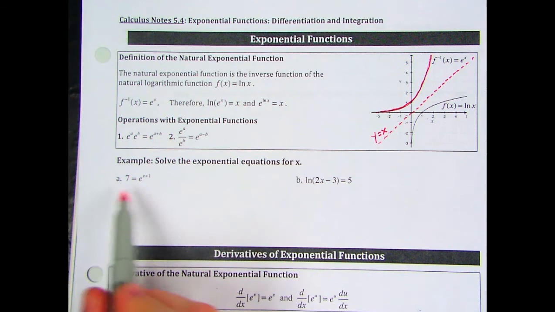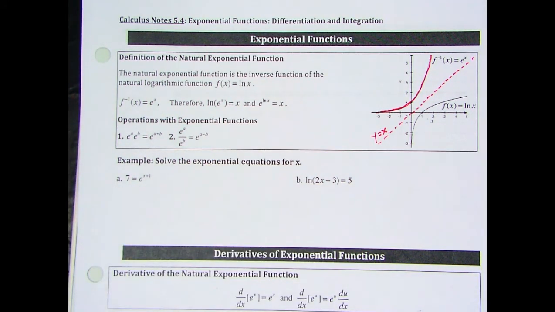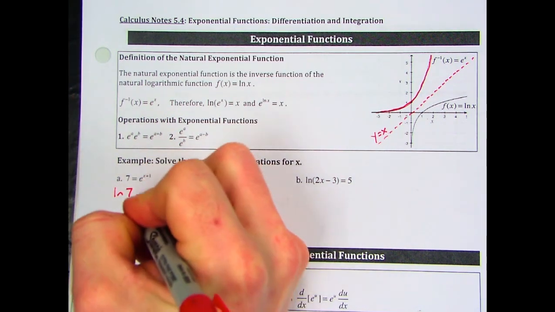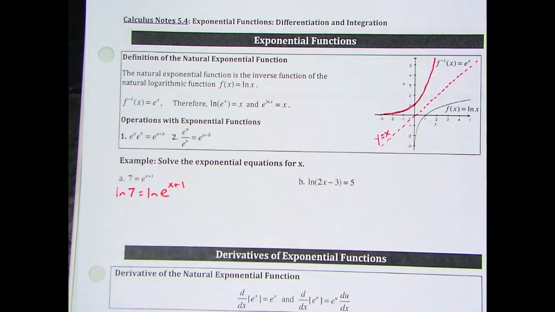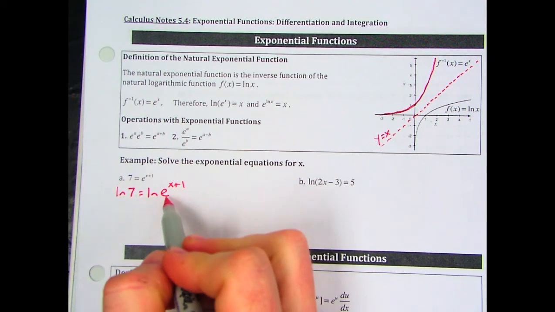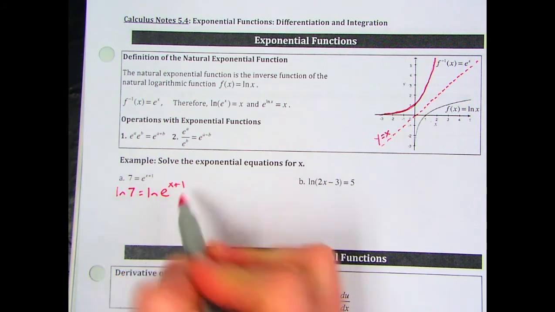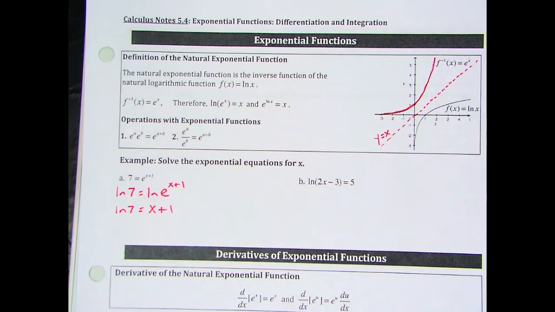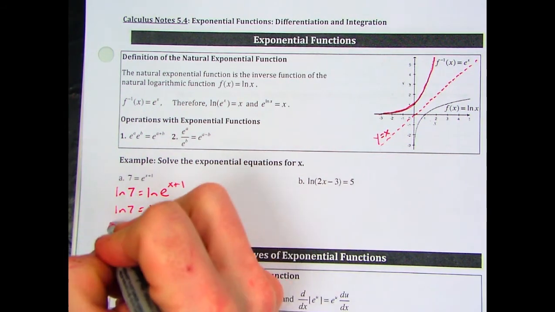All right. So what we want to do is take the natural log of both sides, because the natural log undoes e. Okay, so we have natural log of 7 equals natural log of e to the x plus 1. Natural log of e, it undoes itself. It equals whatever that exponent is. So here we have natural log of 7 equals x plus 1. And then to solve, we would just subtract 1.